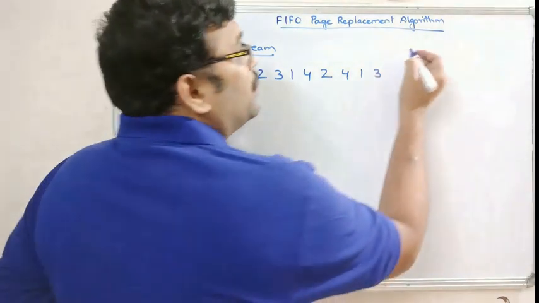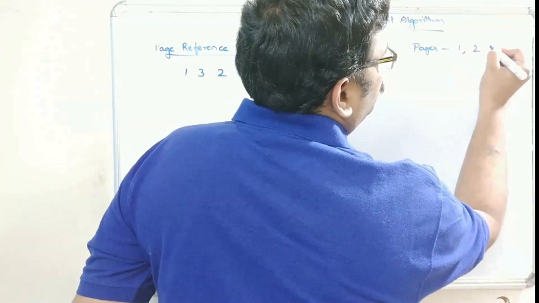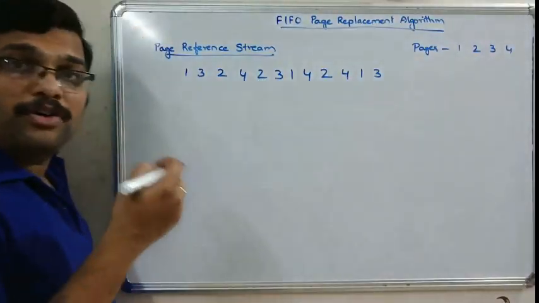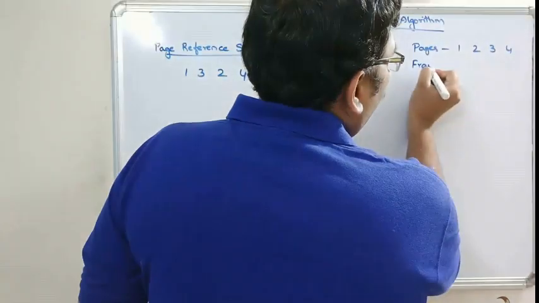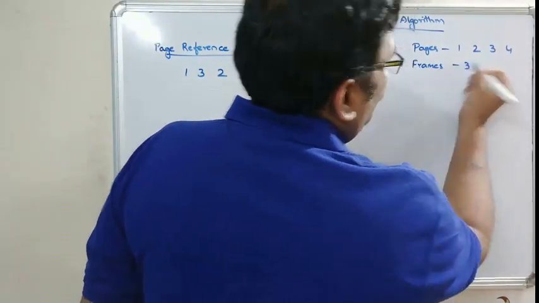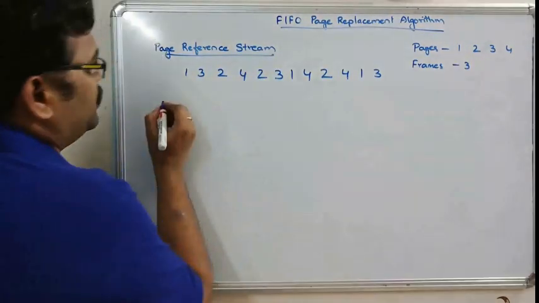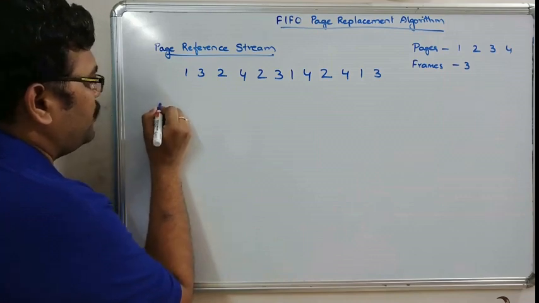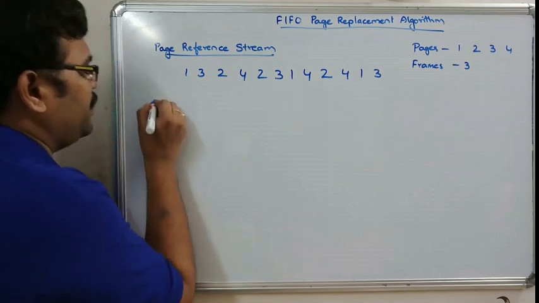Here the pages are 1, 2, 3 and 4. So there are 4 pages, so a process is divided into 4 pages. And let us assume that frames are 3: frame 1, frame 2, frame 3.